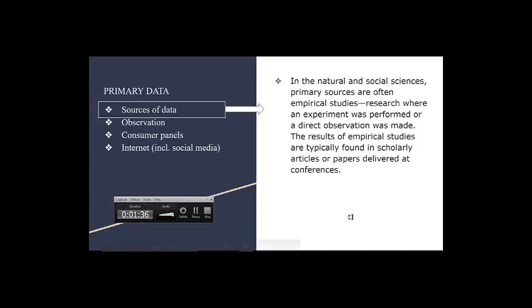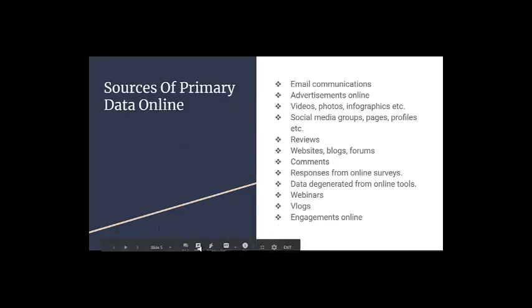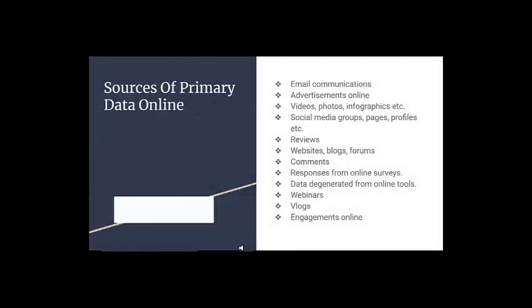And the results of such empirical studies are eventually what we find published in scholarly articles and papers that are delivered at conferences. But notice that when these papers finally are published and archived in libraries, they become secondary sources of data. So from a primary source of data which has been processed and reported in a document, out of which a scholarly article has been published, that article is a secondary source, but originally it came from primary data.